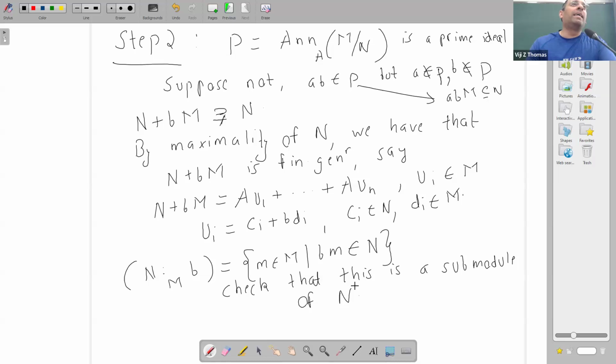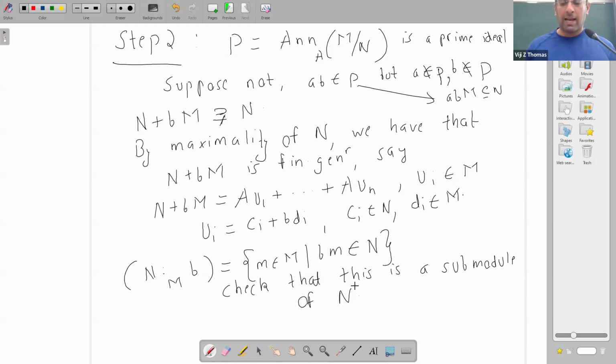See, if we go by yesterday's strategy, and if we say there is some justice in the world, maybe we can say this also strictly contains N. That is what we want to do, right? Yesterday, N plus Bm strictly. Now we showed that N plus Bm strictly contains N, and the colon ideal was also strictly containing. And then by maximality, we said it is finitely generated. That is the strategy we applied, and the same strategy we want to apply.